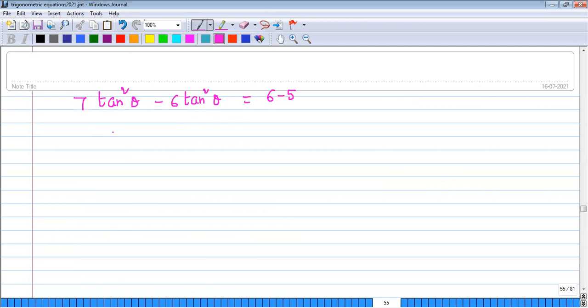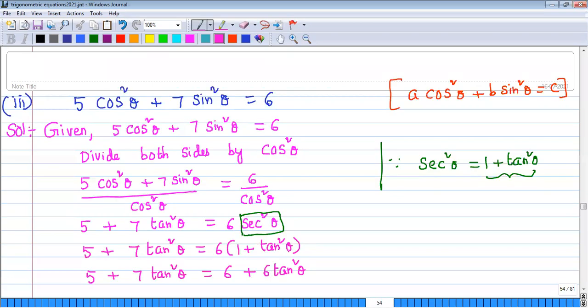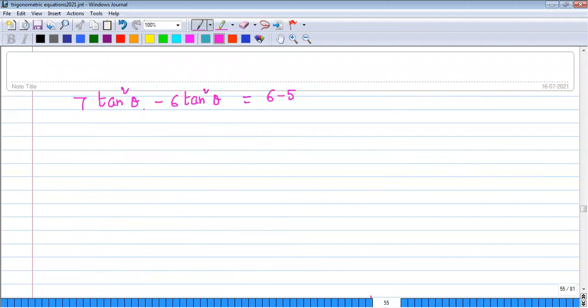Yes, let us go back once again. You can check it, no problem. 7 tan square theta minus 6 tan square theta is equal to 6 minus 5. Transposition takes place. So this is tan square theta. Tan square theta is equal to 1.